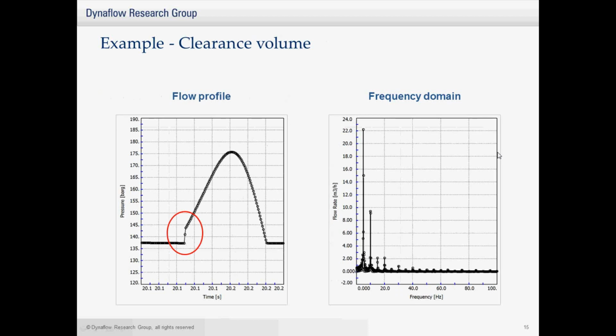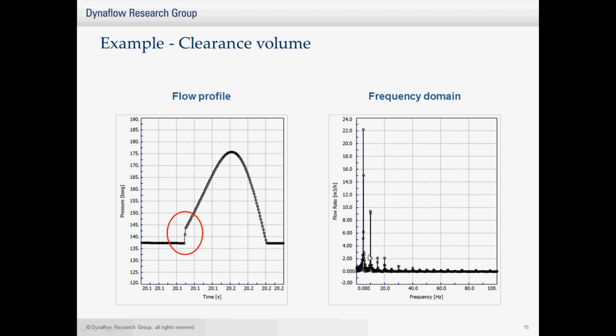So another example is the clearance volume. This is the volume of liquid which is left in the cylinder when the piston is fully extended into the cylinder. And this causes a delay effect of opening and closing of the discharge and the suction valves during their cycles. So here you can see this causes a little bit of a jump in your flow profile. Even though the piston already starts to move in again, the valve does not open yet, and only after a slight delay the valve opens and suddenly there's flow going through the discharge valve.